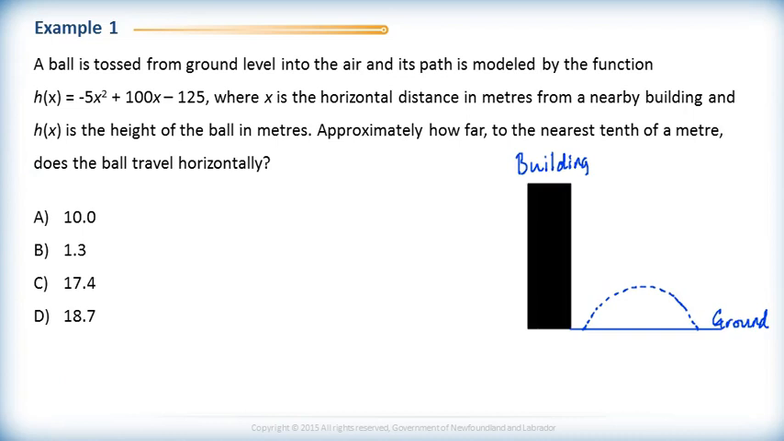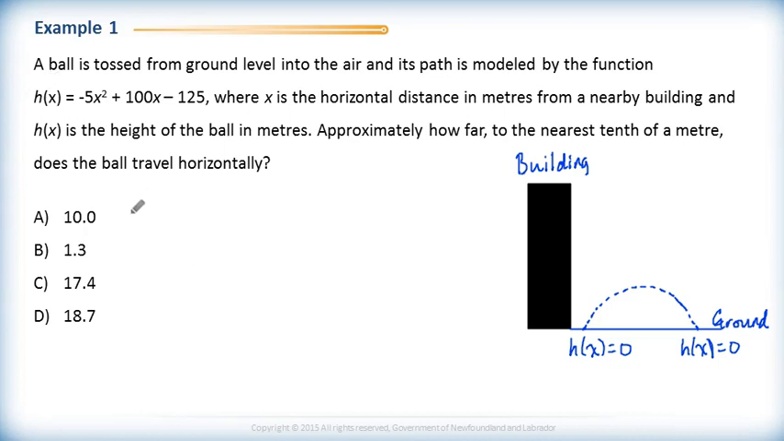To help us understand the problem, I've made a quick sketch. The ball is being thrown from ground level, and we know it's at a height of 0 at some point here, and at a height of 0 here. The only thing we don't know is if the ball was actually thrown from the base of the building or some distance from it. Let's do a calculation.